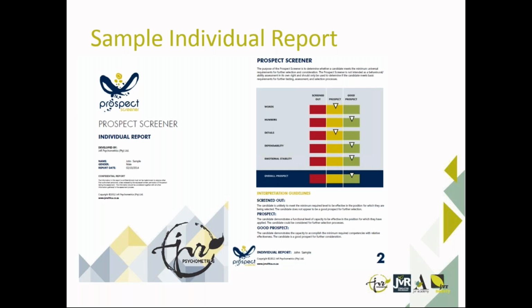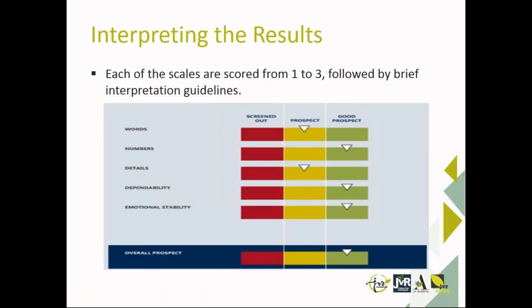If we then look at the second one, prospect, this means that your candidate does meet the minimum requirements on the scale and should be considered a prospect for further assessment and selection. The candidate demonstrates a functional level of capacity to be effective in the position for which they have applied. The candidate could be considered for further selection processes. There's actually, there we go, we can look at it in a bit more detail.